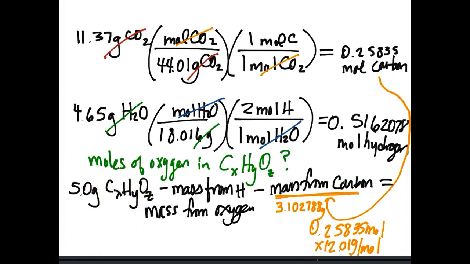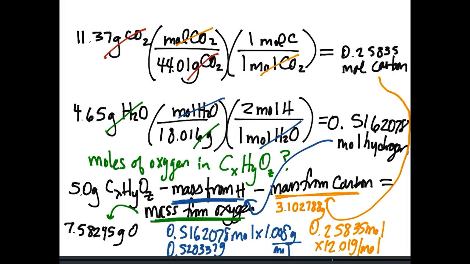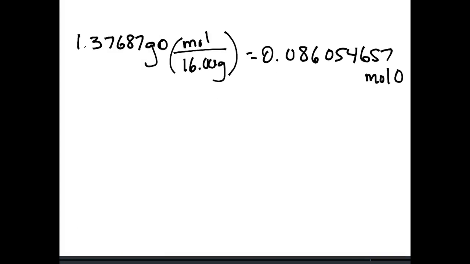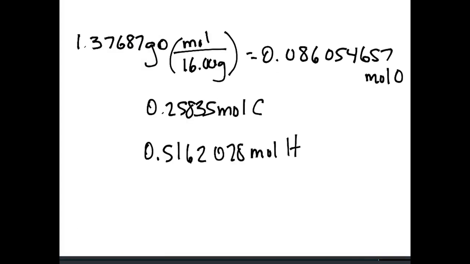And we can do the same thing for the hydrogen. And we converted 0.5162 moles of hydrogen into 0.5203 grams of hydrogen. We subtract that also from the 5 grams total. And then that gives us the mass of oxygen that's left over from this original 5 gram mass, which is 1.37687 grams of oxygen. And now all that's left is to convert that into moles. So 1.37687 grams of oxygen divided by 16 grams per mole gives us 0.086. So we have our moles of oxygen.